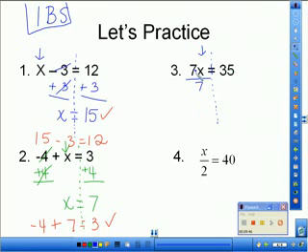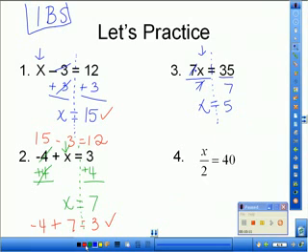Now, we want to keep it balanced, so whatever we did to one side, we need to do to the other. And finally solve. You can go ahead and cancel your 7s because a 7 over 7 is just 1. So we can go ahead and cancel those. Your x comes down, equals comes down, and 35 divided by 7 is 5.